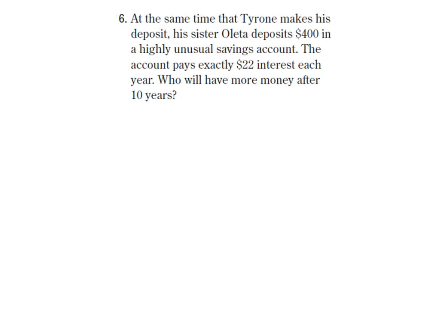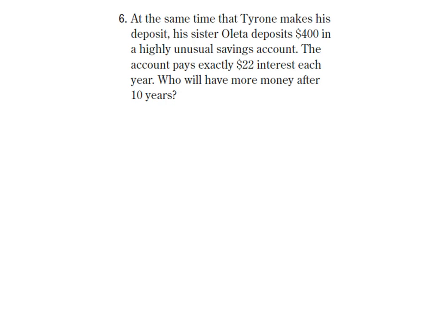Problem number 6 is that at the same time that Tyrone makes his deposit, his sister Oleta deposits $400 in a highly unusual savings account. Well, isn't that interesting? The account pays exactly $22 interest each year. Who will have more money after 10 years? So in this case, we are getting $22 interest every year instead of 4.4%. So in this case, the interest is exactly the same amount every single year.